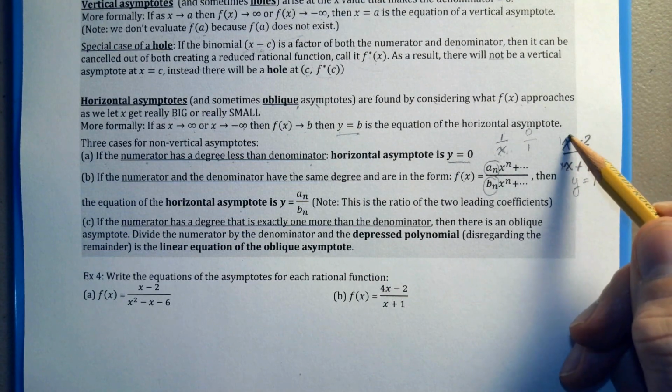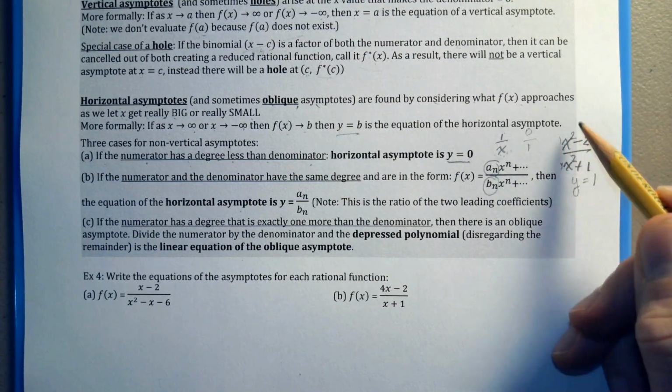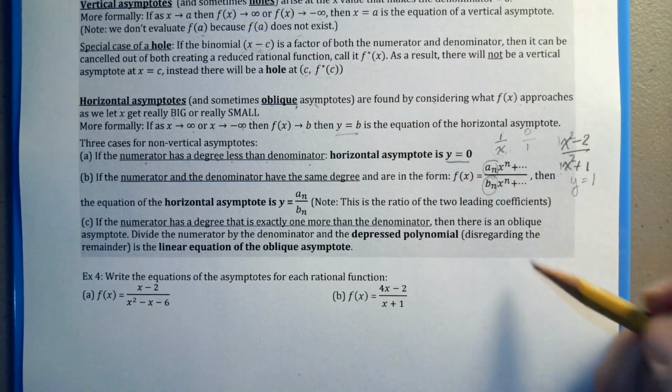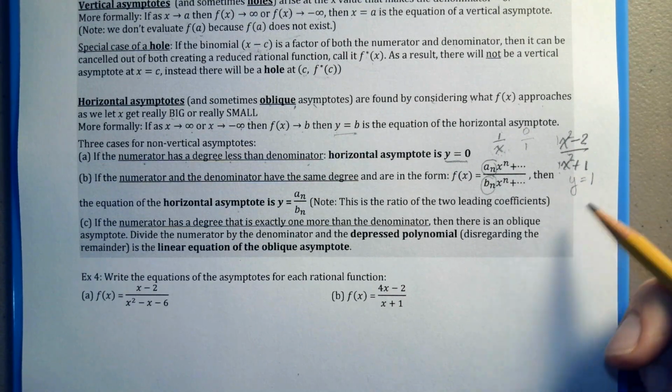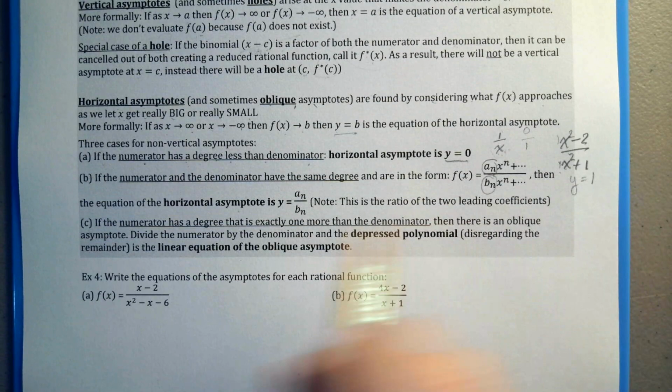All right, so it's when the degrees are the same. It doesn't matter if it's 2 and 2. So long as the degrees are the same, the leading coefficient divided by the leading coefficient will give us the equation of the horizontal asymptote. Okay, so that's the first two cases.